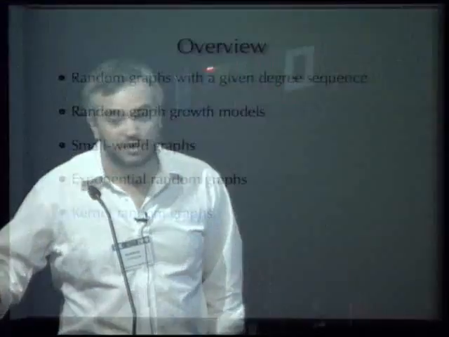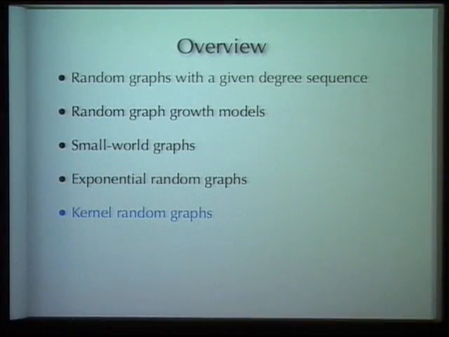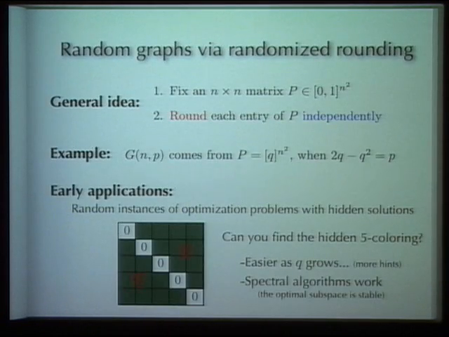Finally, I will talk about kernel random graphs, and this is something that I like a lot. I will barely scratch the surface, though, because there is a very nice talk coming up on this tomorrow. So the basic idea is that we take an n by n matrix of numbers between 0 and 1. So this is some kind of deterministic matrix, think of it for now. So n by n, so it's going to generate directed graphs.